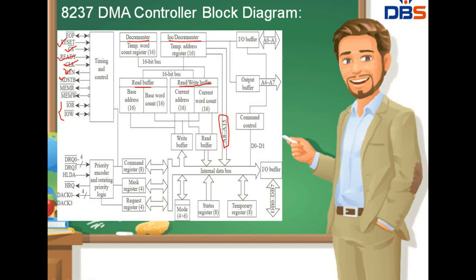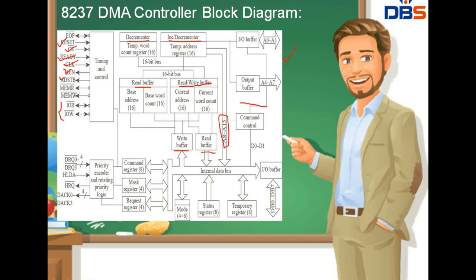That means this DMA will send a request to the CPU through this timing and control signal, and this priority encoder will select which data channel has to be incremented or which data channel has to be accessed, whether it is a write buffer or a read buffer. Whenever we are transmitting data from these 4 channels to the internal bus, then it is a read buffer. Whenever we are accepting data from the microprocessor, then it is a write buffer.